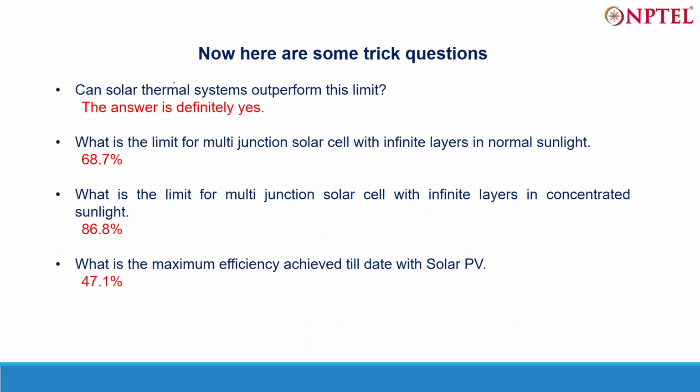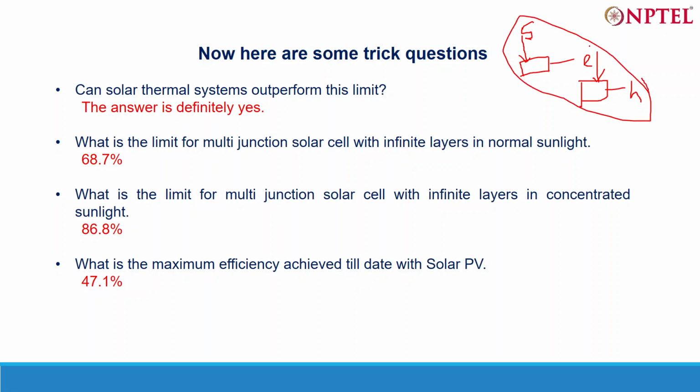So here are some trick questions for you guys. Can a solar thermal system outperform this limit? What are solar thermal systems and how are they different from solar PV? Solar PV is a device which gets sunlight and directly converts it to electricity. But in a solar thermal system, there is a device which gets sunlight and converts it into heat. This is how the difference is. Basically it is converting sunlight directly to heat.